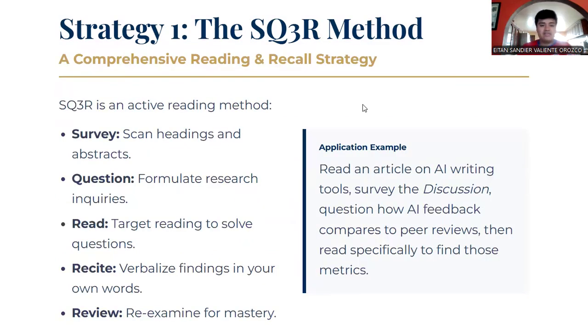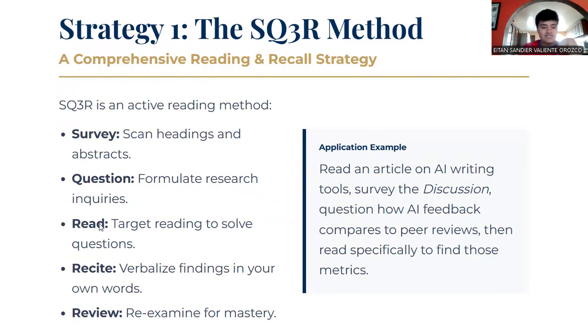Okay, strategy one, the key: SQ3R method, a comprehensive reading and recall strategy. The SQ3R is a reading method. What is a method? This is a method with some points we are making here. There are 5 points: survey, question, read, recite, review. Survey: skim headings and abstract. See what is the problem and see who could be the solution.